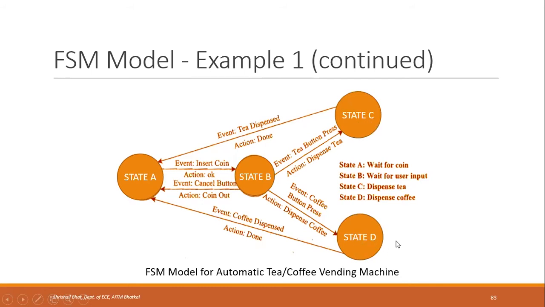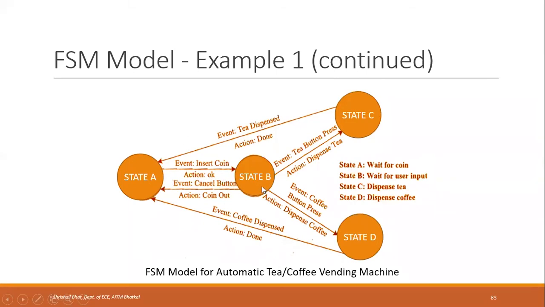Initially it will be in the waiting state, waiting for the coin. That is state A, the wait for coin state. When it is in this state, it will be waiting for the coin from the user in the coin slot. When the user inserts the coin, that is the event taking place, and the state changes from state A to state B. This is the event, insert coin. The action is that the machine will accept that coin, and it will change the state from wait for coin to wait for user input.